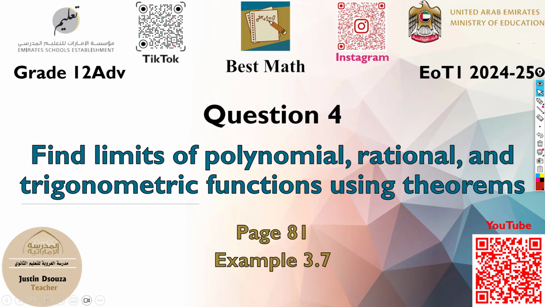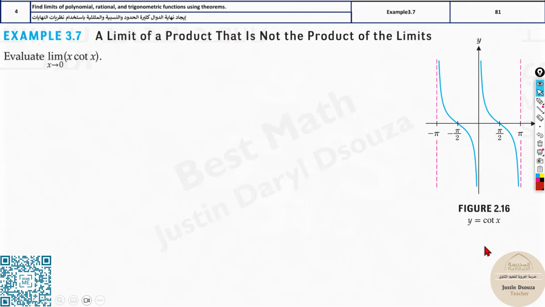The question 4 is again similar to the question 3. It is to find the limits of trigonometric functions. Here you can see we have been asked to find the limit of x times cotangent x, where the limit approaches 0. Since again it's in the multiple choice part, I'm going to do it in the shortcut method.